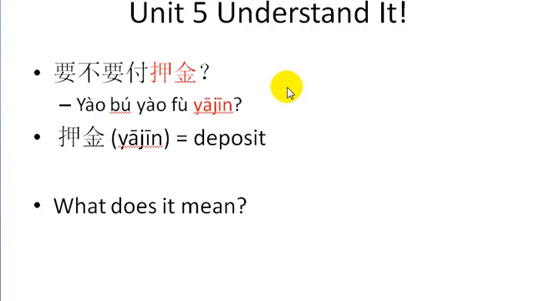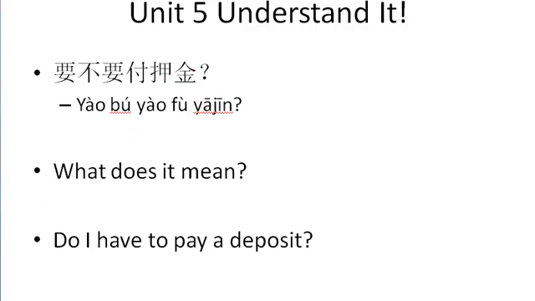All right, Wang Peng asks another important question when considering an apartment to rent. 要不要付押金? Okay, 押金 is a deposit. 金 is the word for gold, and it's used in this word 押金 to mean deposit. So this is pretty straightforward. What do you think it means? Pause and write down. Do I have to pay a deposit? 要不要付押金?